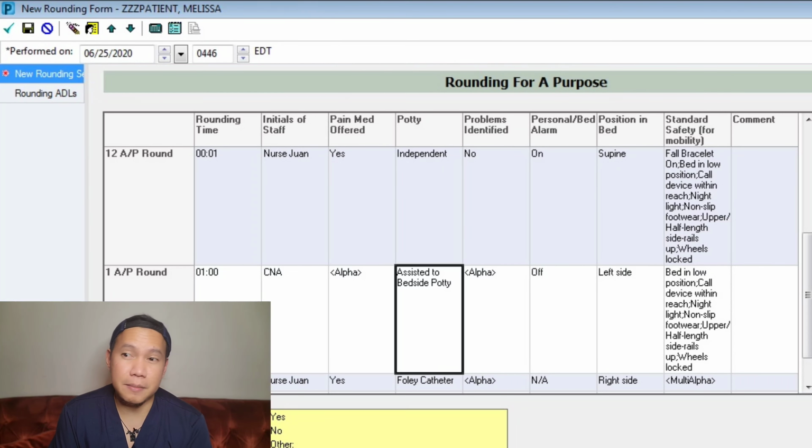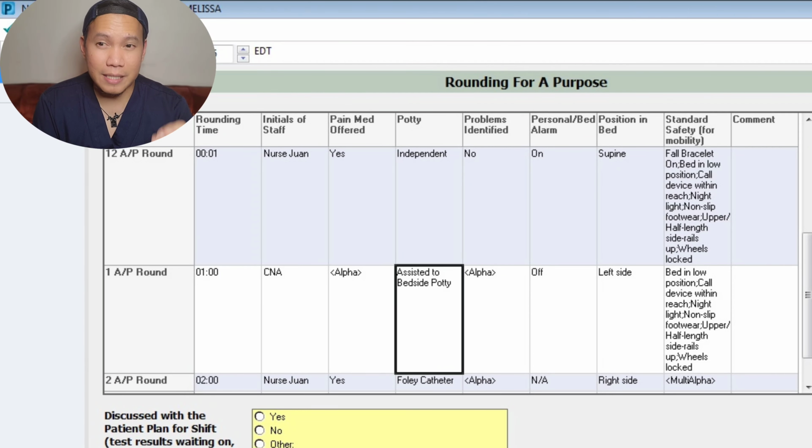Because it is your responsibility to make sure that these things are on, especially in your hourly rounds. So you should not document just because you think you should comply with this particular hour. You should monitor whatever is applicable for the patient.